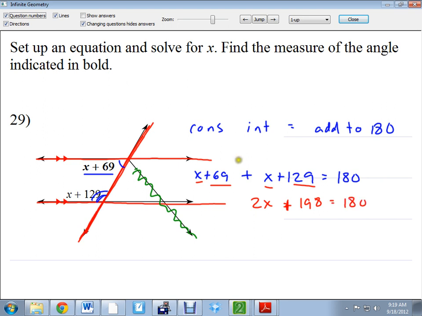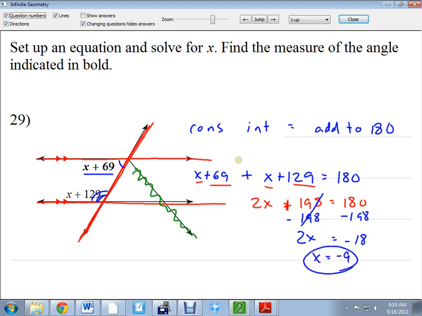Now once I have the equation set up and combined, I need to just solve the equation by simply subtracting 198 from both sides. Remember, you can only subtract on the same side, or you can only combine if they're on the same side of the equal sign. And this is negative 18, therefore x is negative 9.